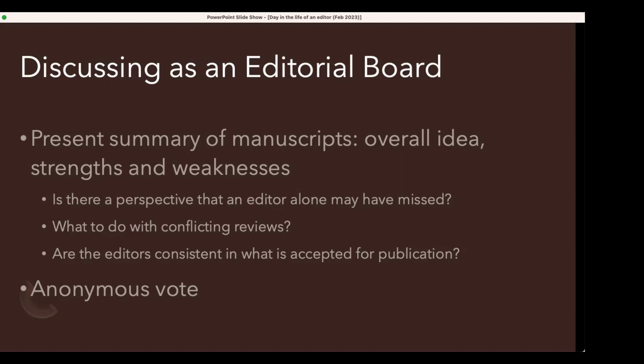This is something that, as we discuss papers, we can calibrate ourselves to see how other editors feel about a certain paper, really with the goal of becoming more consistent as a group. All of this then results in some type of anonymous vote that we poll the group on to see what we want to do as a next step.